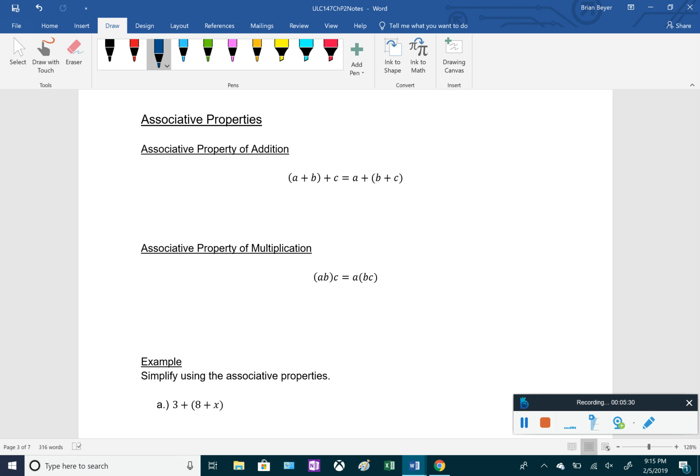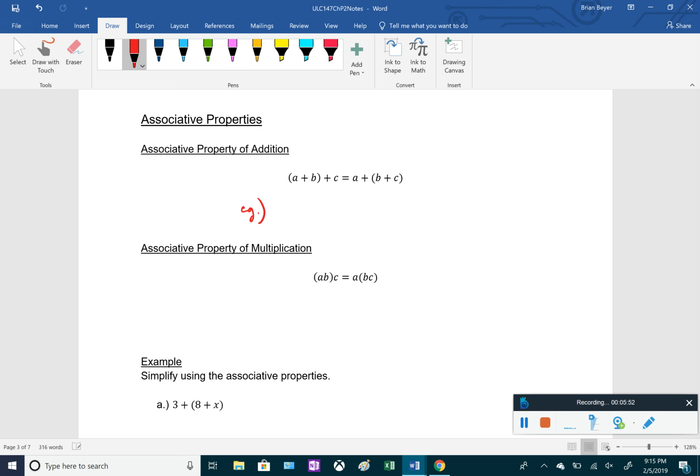This time it's going to be with 3 terms. So essentially it's saying the order doesn't matter when we're adding with 3 terms. So we have a plus b plus c equals a plus the b plus c added first. So remember, order of operations, you have to do the parentheses first. So the left side is saying we're doing the a plus b first. Second side is saying we're doing the b plus c first.